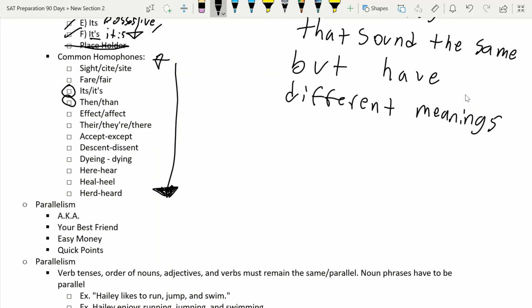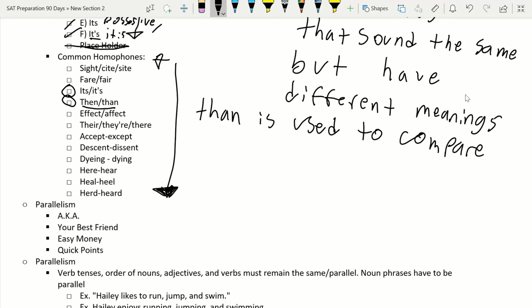I covered theirs up there, but one of them you're going to need to know is then and than. So than is used to compare, right? If I say yesterday is warmer than today, I'm going to use THAN, so that's used to compare. And the other one, THEN, that's used for time, right? So I did this, then I did that. That one's used for time.